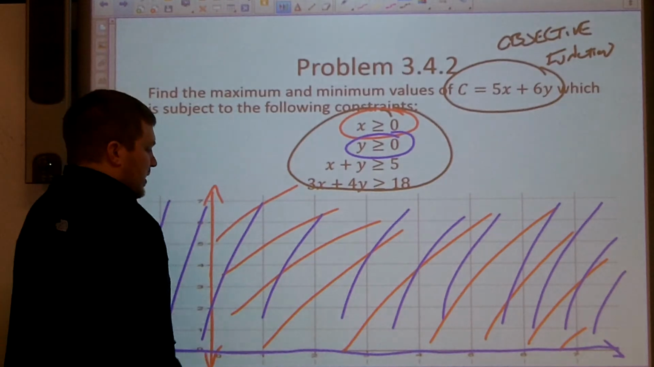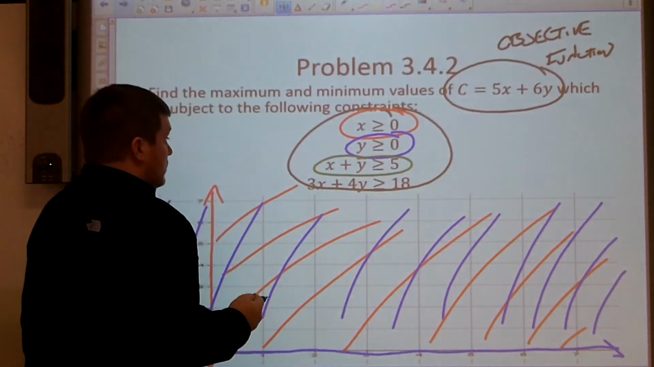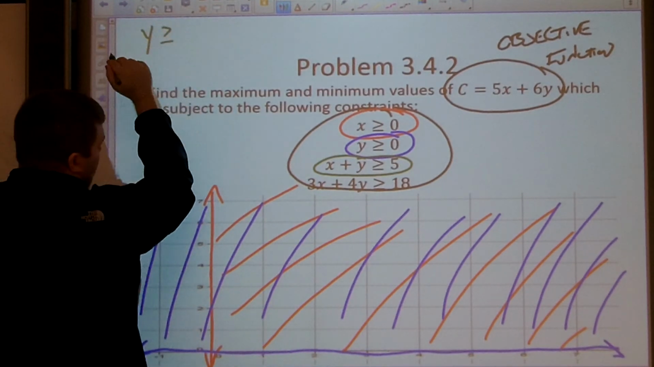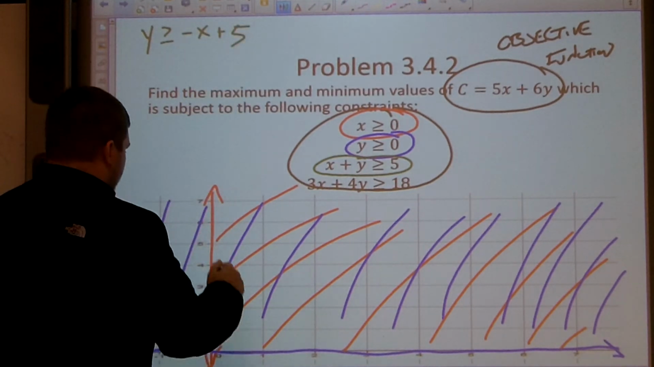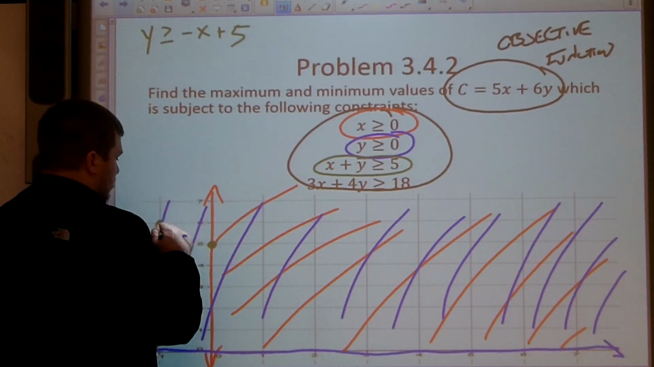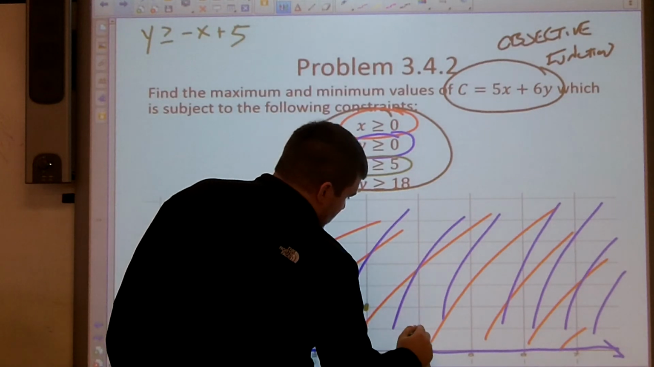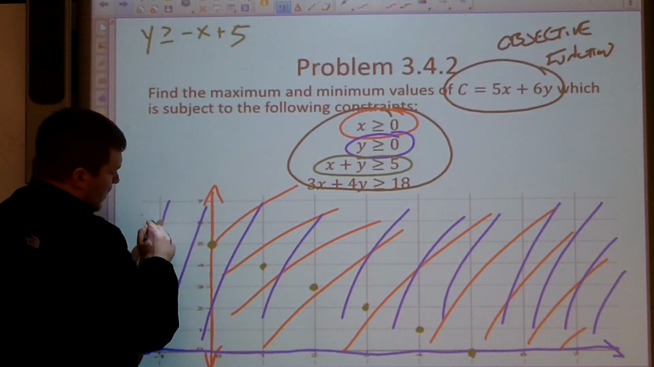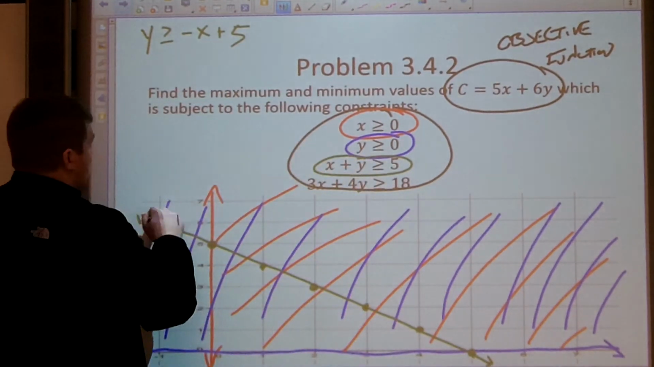And then the next one, I need to get y by itself, so let's do that. We'll do that one in green. So y is greater than or equal to negative x plus 5, so my y-intercept is 5, and my slope is negative 1. So I'll draw in a few points. And I strongly recommend you do several points. Now, my boundary line is solid. It looks something like that.